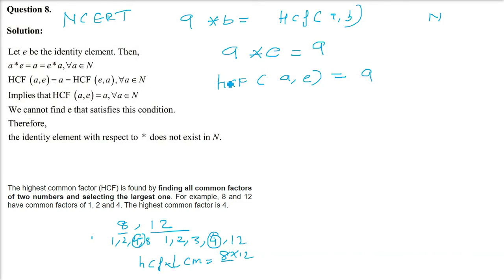You take any value, say 2 comma 1 or 5 comma 1 or 13 comma 1 or 13 comma 0, whichever you take. You won't always get A back. You can see very well. So we cannot find E that satisfies this condition. Therefore, we can safely say the identity element with respect to star does not exist in N. That is the logic. If you want, see 1 and 0 normally you get as E. Even if you put 1 and 0 with any example taken from the natural numbers as A, you won't get the result. This is very true. So in this 8th question, the NCERT question, we will say this E does not exist.